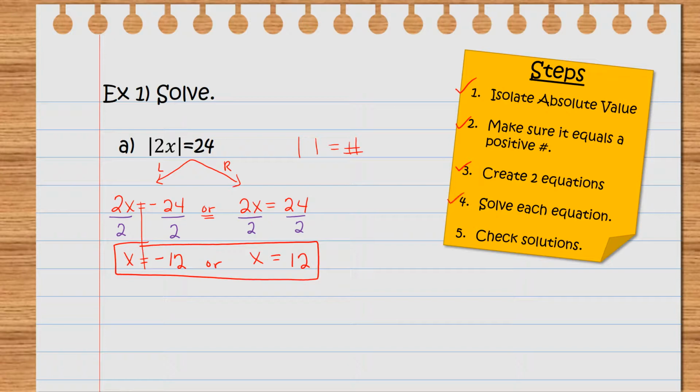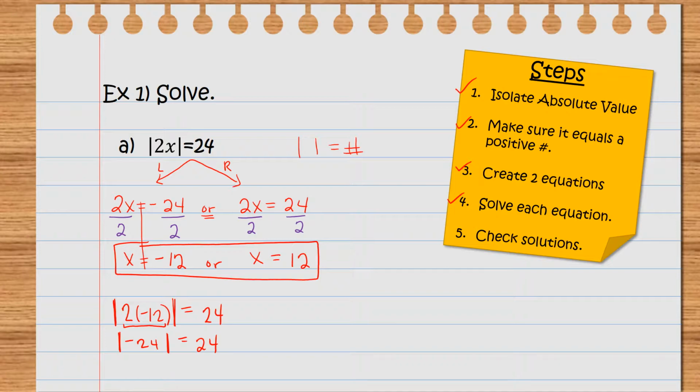So we have solved it. Now to make sure we're right, we do want to take the time to check. And so checking the first solution, that means absolute value of 2 times negative 12 should equal 24. Well, 2 times negative 12 is negative 24.